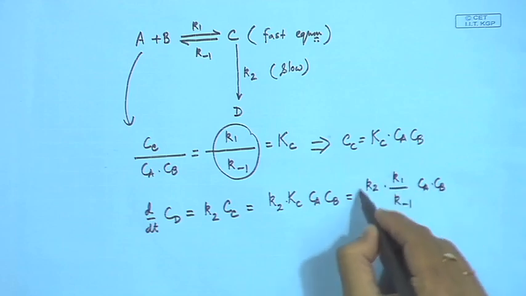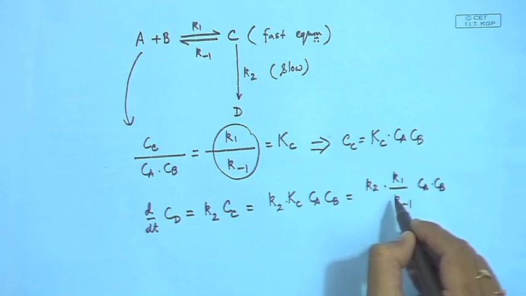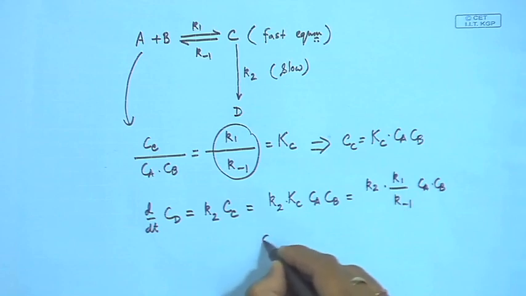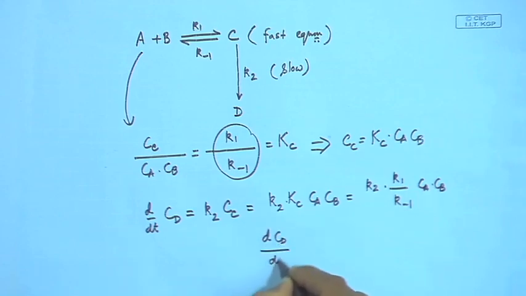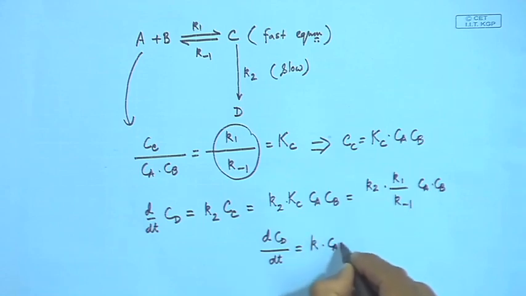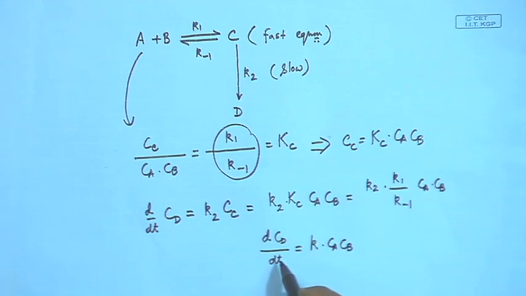So, overall these three are rate constants at a given temperature, as long as the temperature is fixed. These three rate constants are constant, that is, they do not change. Therefore, d[D]/dt is equal to an overall constant k into [A][B]. So, although it is a fast equilibrium, the overall rate will depend on the concentration of A and the concentration of B.